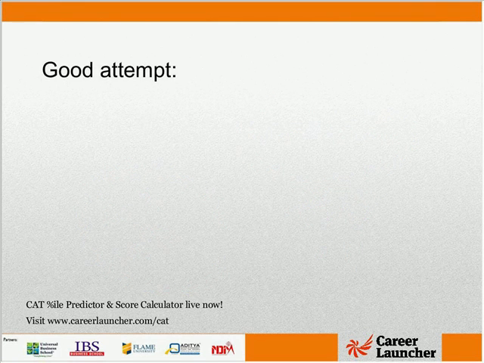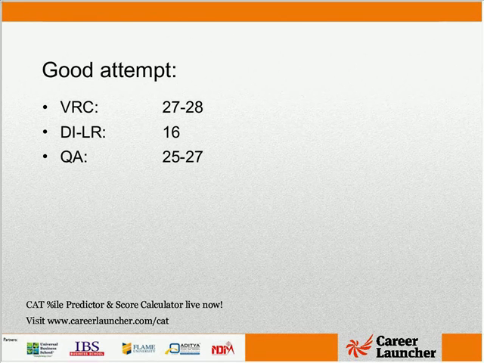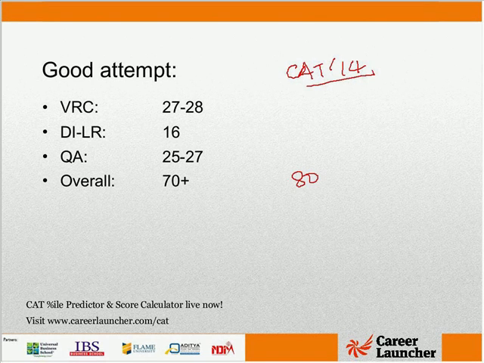Very quickly, good attempts: Verbal about 27 to 28, DILR about 16, Quant 25 to 27, and an aggregate of about 70 plus would have been very good. Just to give you an idea, in CAT 2014, this good attempt would have been about 80. So there's a shortfall of about 10 questions here.